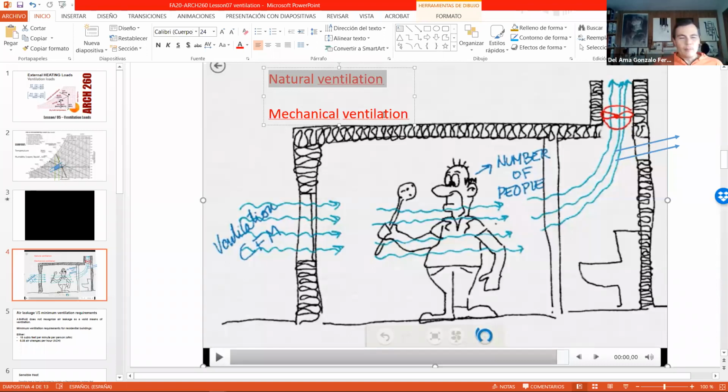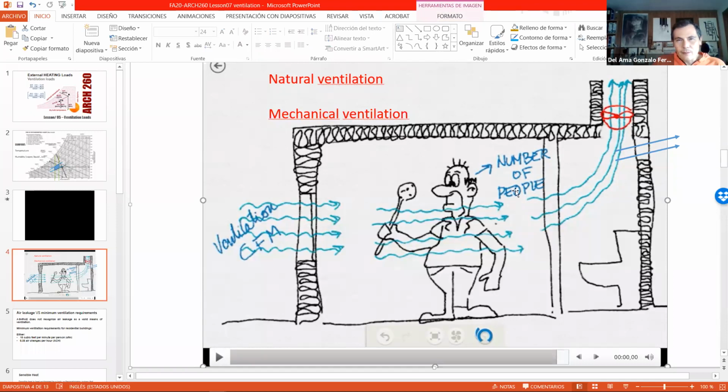Why? Because it's impossible. If there are 1,000 people in the same building, you can't make people control the ventilation, because some of them will open a window, and the others will close the window. It depends. So we need an automatic or mechanical system that doesn't depend on people themselves. Okay, so this is the difference between natural and mechanical ventilation.